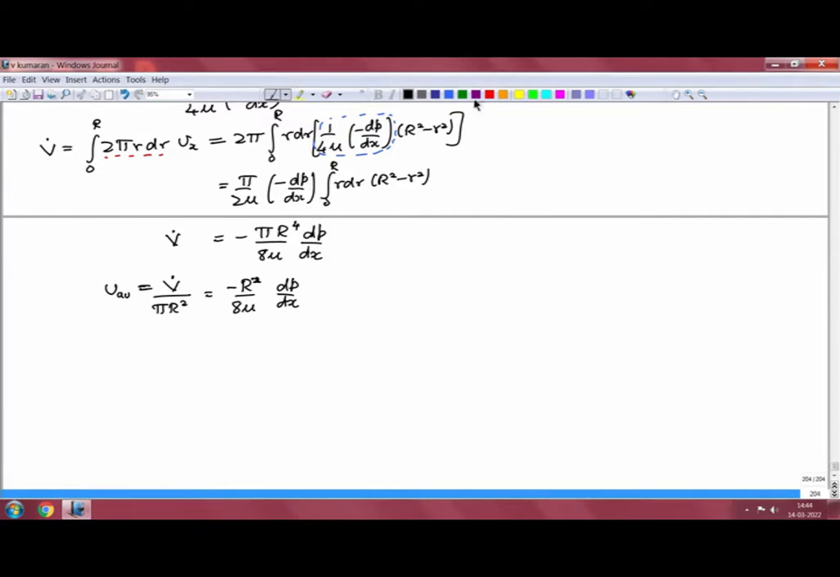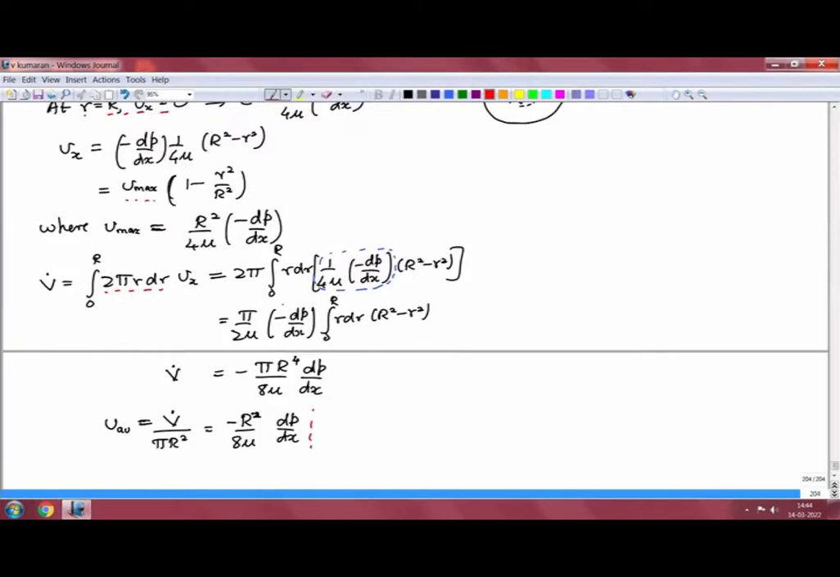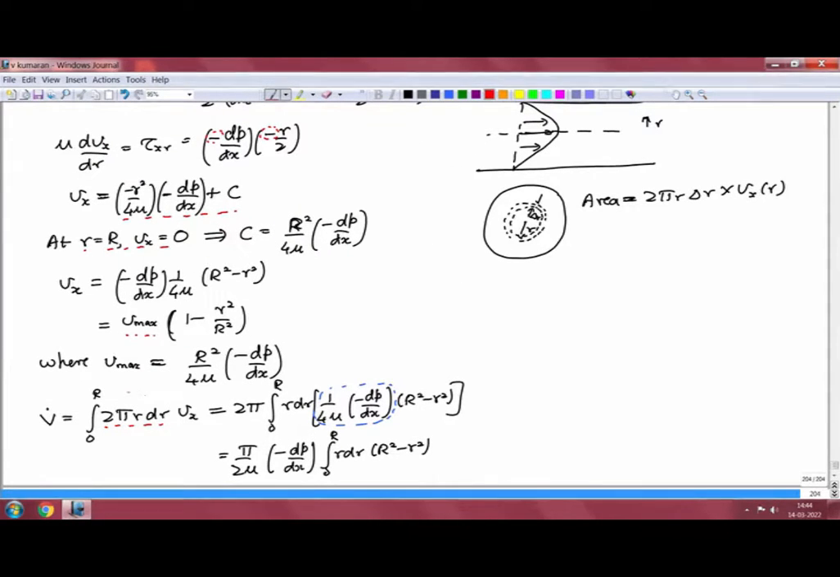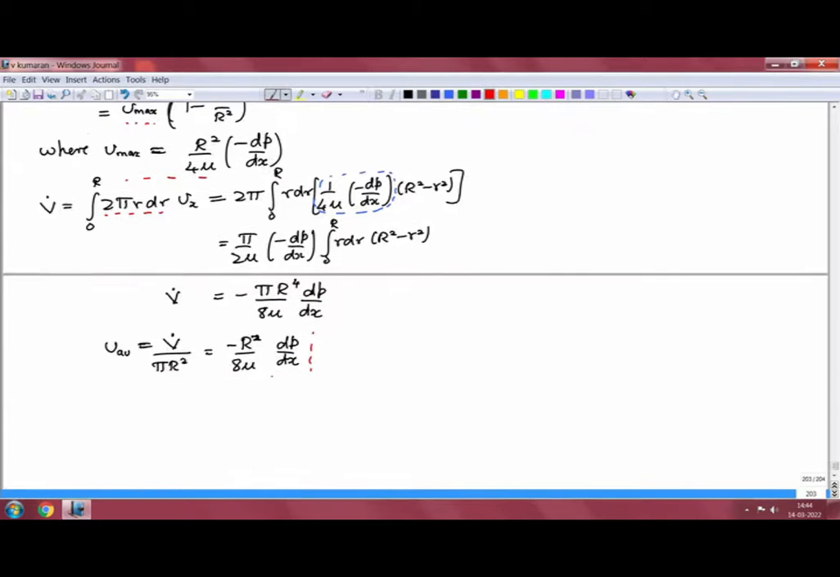Recall that the maximum velocity, we had calculated it here. The maximum velocity is equal to minus r square by 8 mu dp by dx. This implies that the maximum velocity is equal to 2 times the average velocity. The maximum velocity at the center of the pipe is equal to 2 times the average velocity.